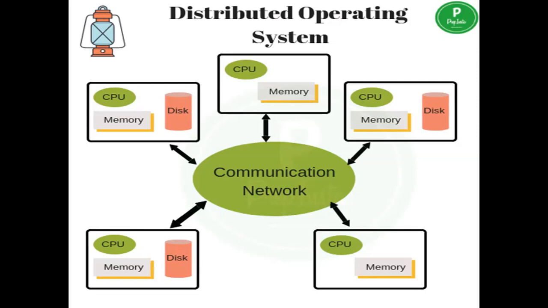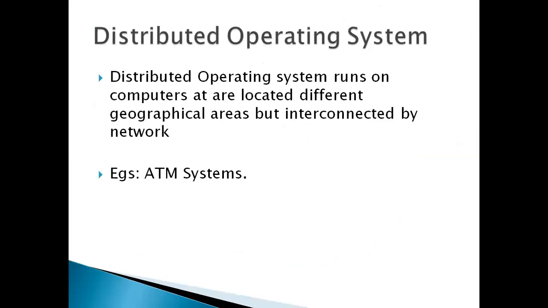Okay, but still they are communicated or connected through network. So read down the definition. Distributed operating system runs on computers which are located at different geographical areas, but they are interconnected by network. Computers are at different geographical areas, but still they are connected.